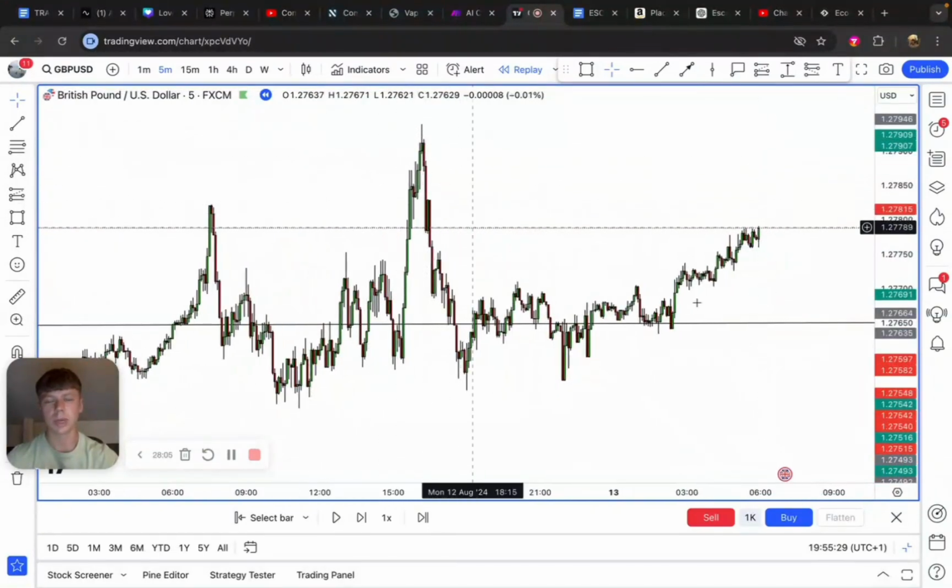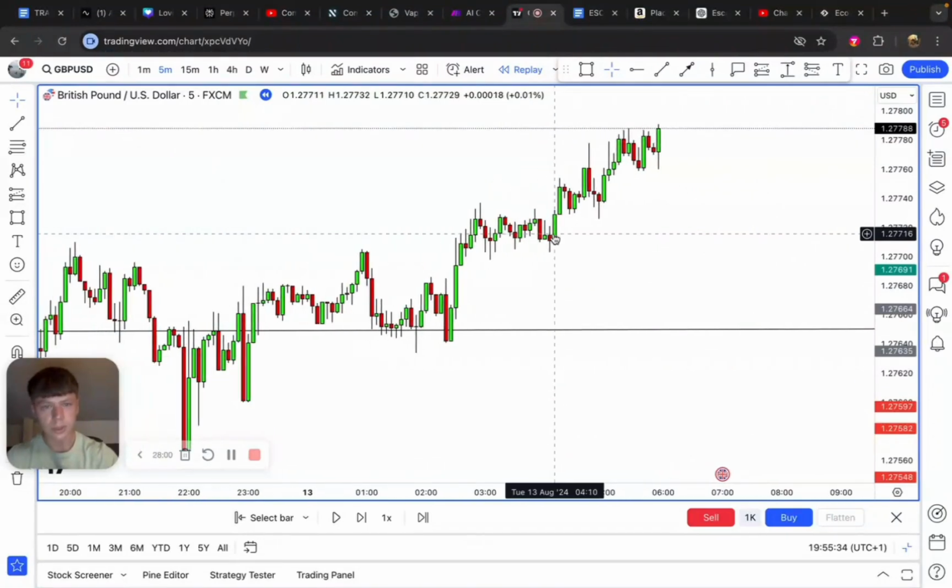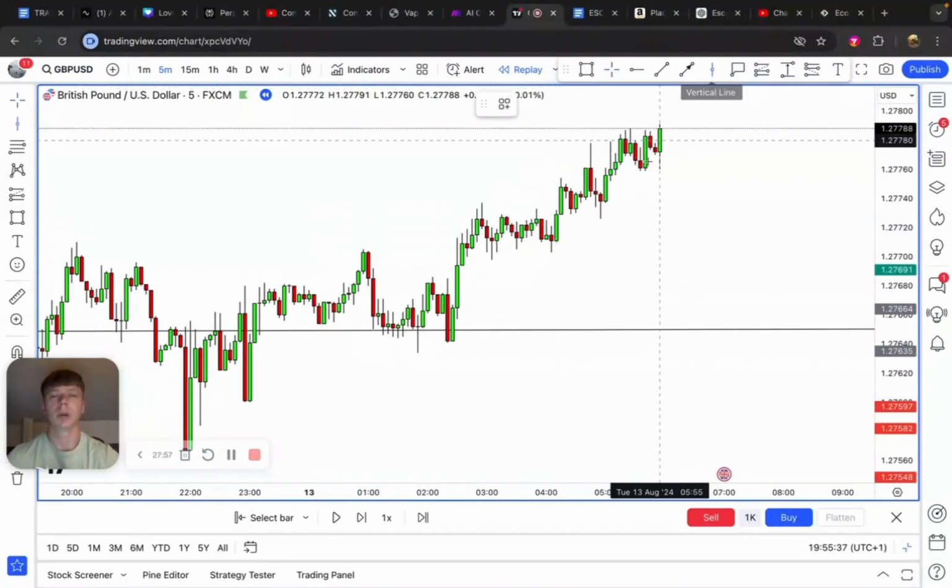And as you can see, the buyers had been in the market. Forget this, this is wicks. The buyers in the market were creating a nice uptrend. So this is exactly what I did.